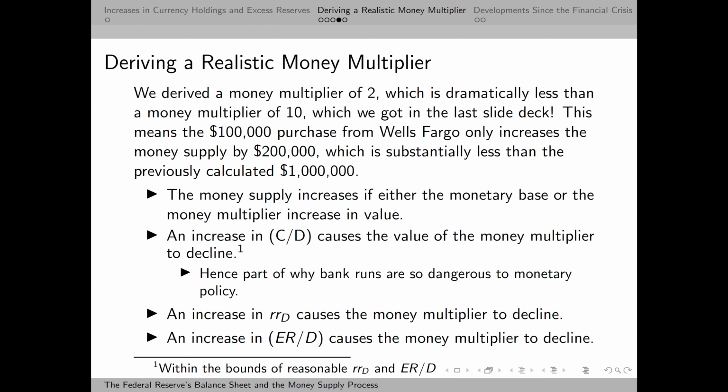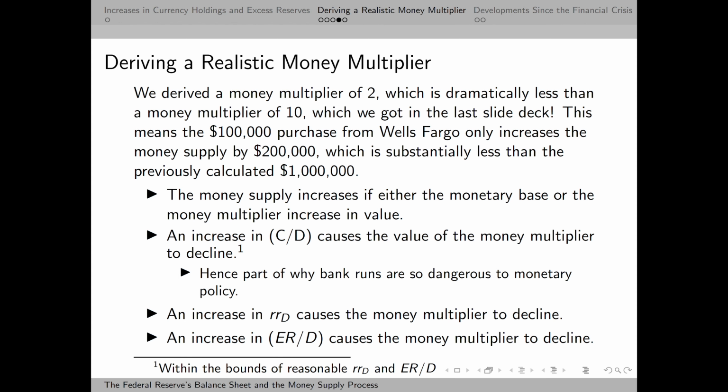This is also why bank runs are extremely dangerous to monetary policy. When we look at this new formula, if people don't trust the bank, then they're going to hold a ton of currency rather than depositing it, meaning no matter what the Treasury does or what the Fed does, any open market operation is going to have a limited effect since people will not deposit any loan they take out with a different bank.